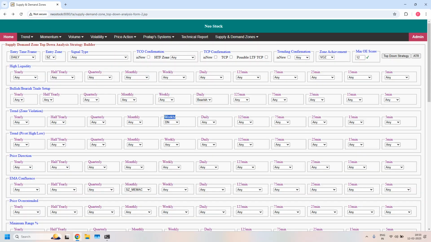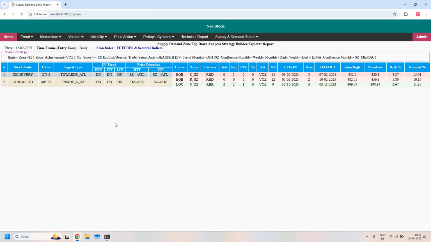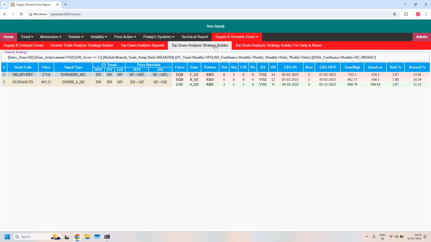Sorry, I made a mistake. This is on weekly time frame. Remove. We have to set it on monthly time frame. Trend should be downtrend. Now we got only 2 stocks having a HTF trend as a downtrend. Okay, this is about bearish trade setup for monthly income trade. So next reports are bullish and bearish trade setups for weekly income trades.